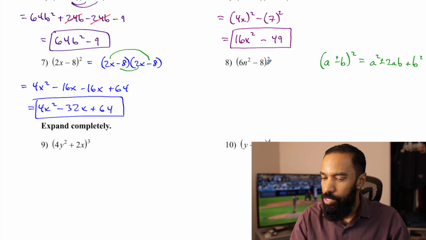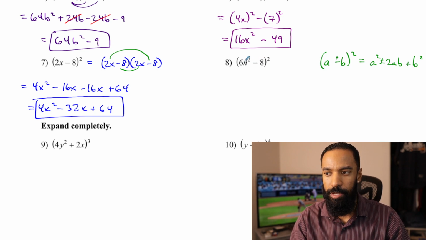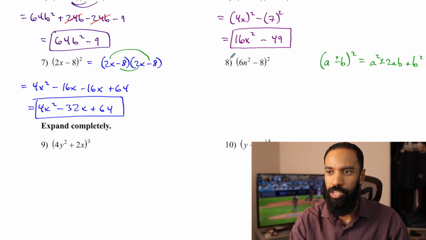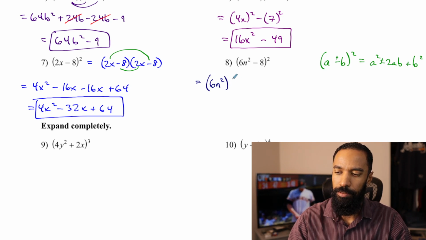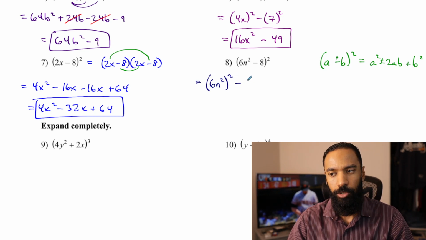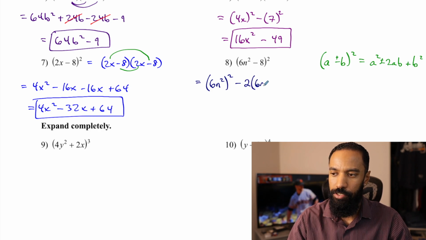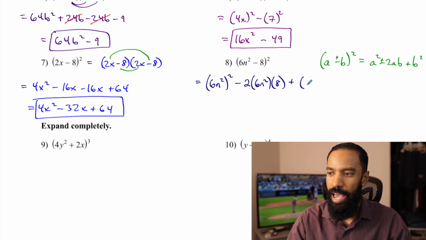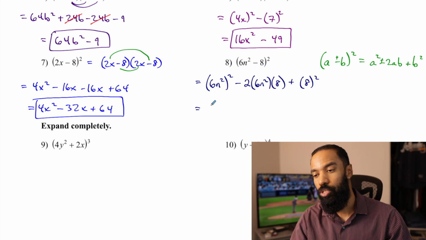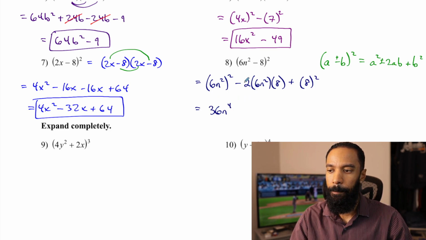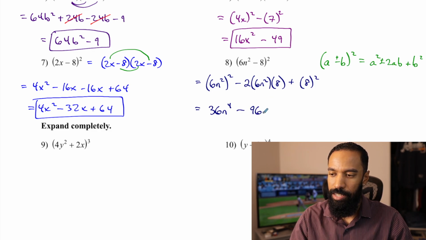So I will use that concept for this one right here, and you've got to be careful with these bits. Like I said, this intermediate step I don't tend to do. But what we're first going to do is square 6n squared, and then subtract, doubling the product of 6n squared and 8. Maybe it's worth you guys writing it in this case. And then adding 8 squared right here. So 6n squared squared is 36n to the 4th. And then doubling, 48n squared, so that's negative 96n squared, and plus 64.